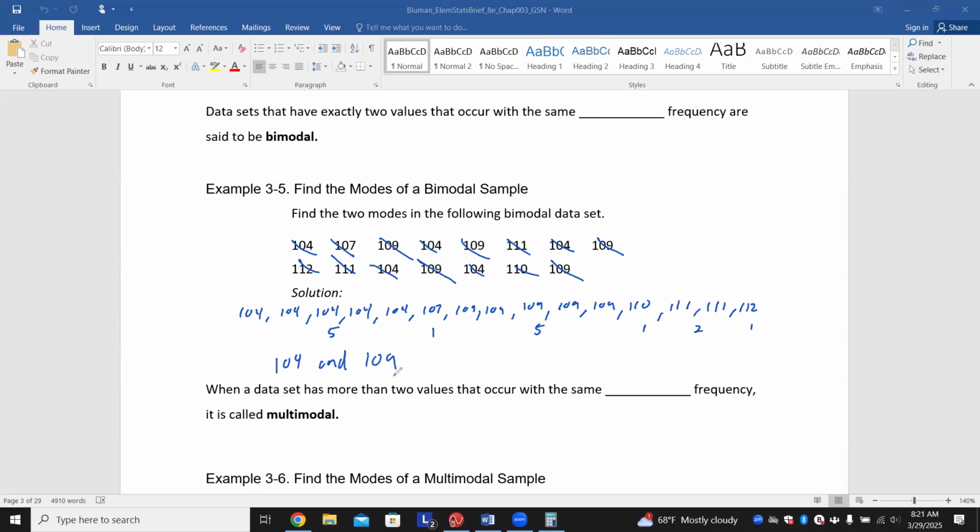So again, when a data set has more than 2 values that occur with the same greatest frequency, it is called, oh my bad, this is on a different one. So when a data set has more than 2 values that occur with the same frequency, it is called multimodal. This right here is bimodal, the example we just did, because that's 2. But if I was to have more than 2, we have multimodal. So let's look at that example.